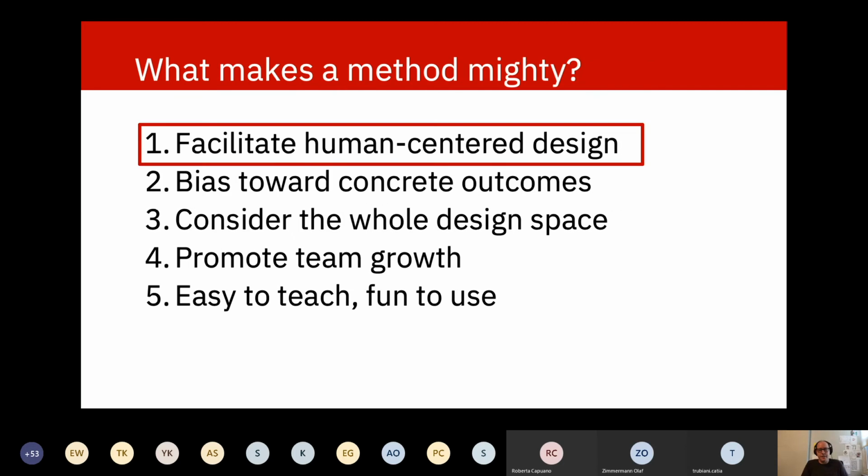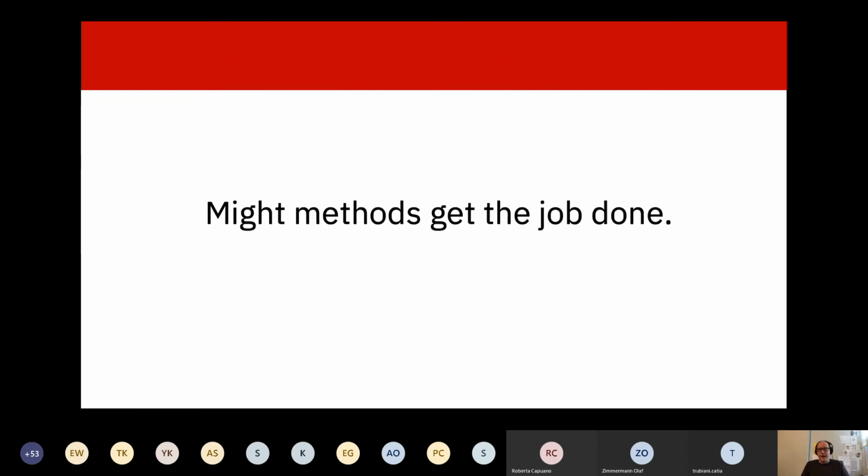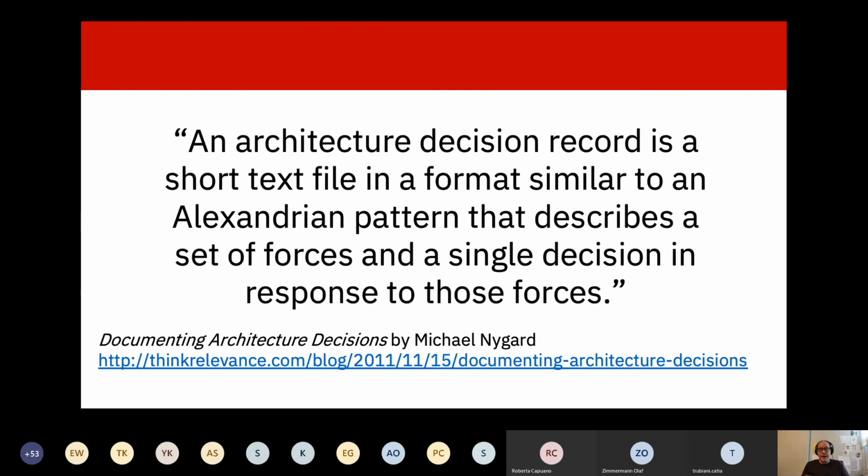Okay, so there was one example of human-centered design. Let's take a look at bias toward concrete actions. And really what this is about is how well a mighty method gets the job done, okay? For this, we're going to look at architecture decision records, or ADRs. Decision records have been around for a really long time.